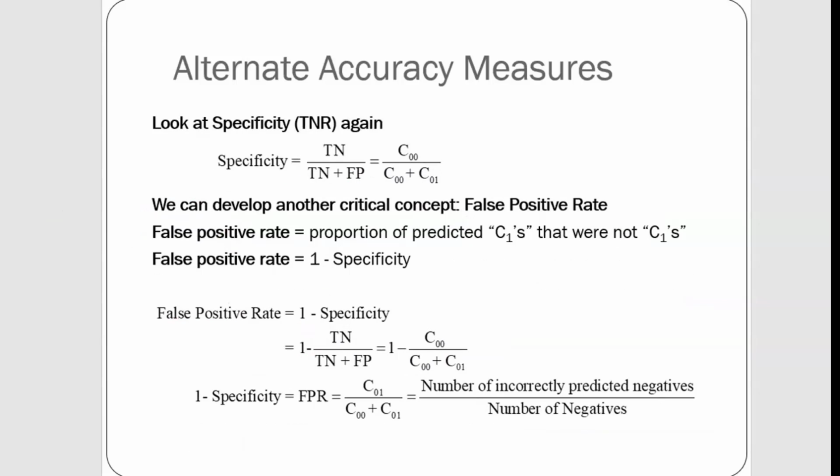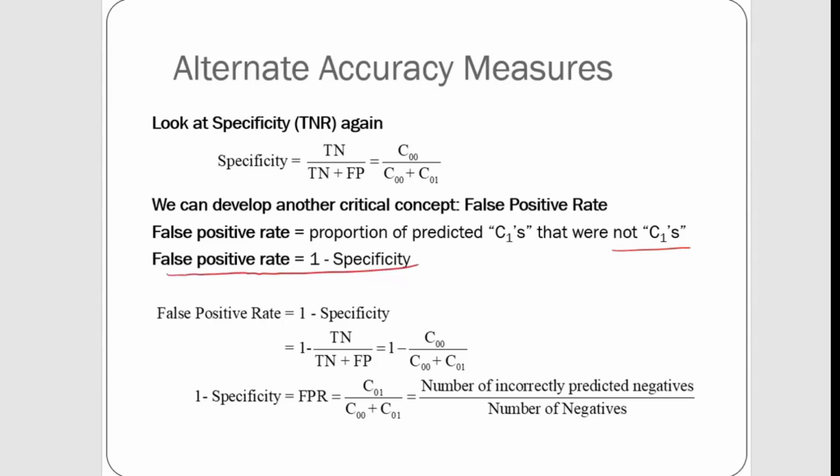Let's look at specificity once again. It is the true negative rate. We can from this also derive a really important concept called false positive rate. So false positive rate is essentially the proportion of predicted class 1s that were not class 1s. And we can get this by subtracting specificity from 1. So 1 minus specificity gives us the false positive rate.